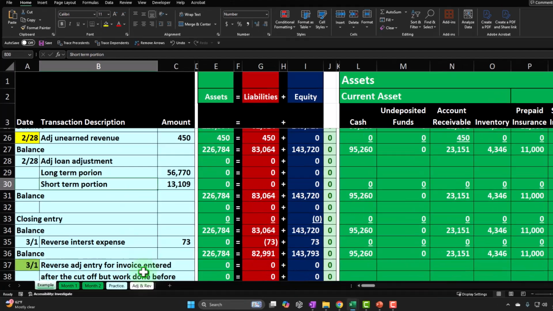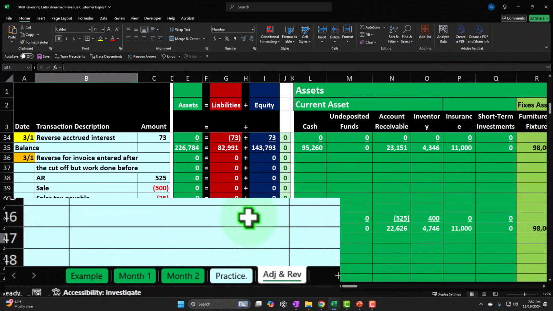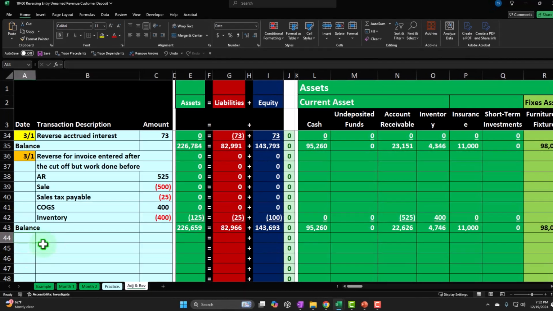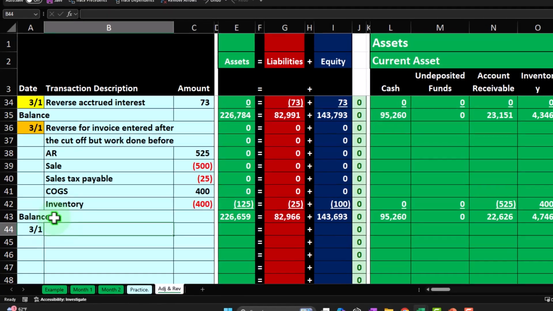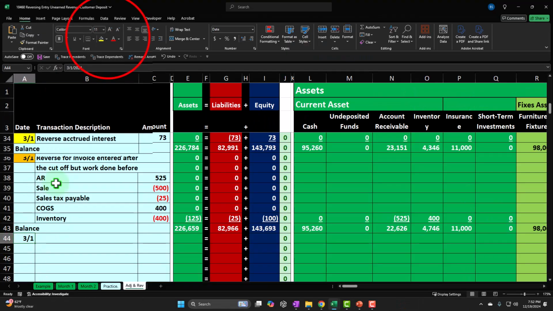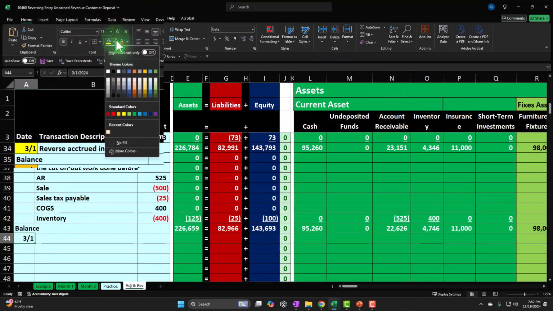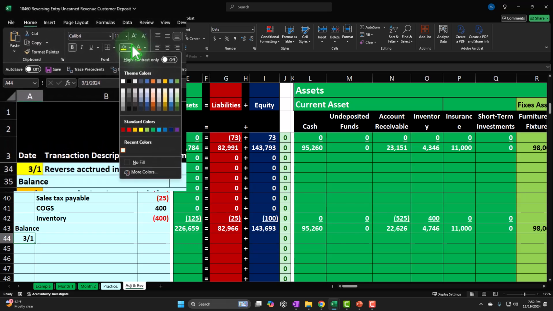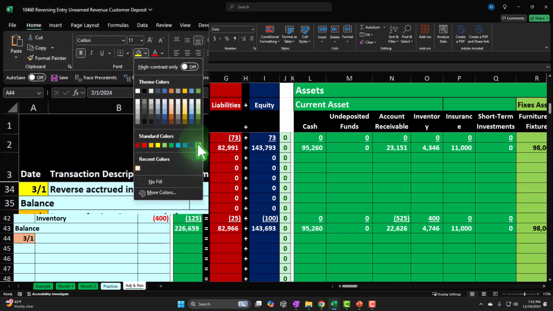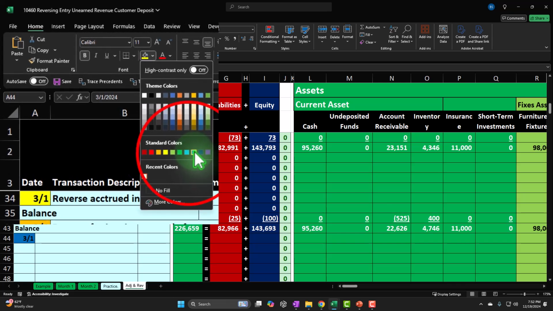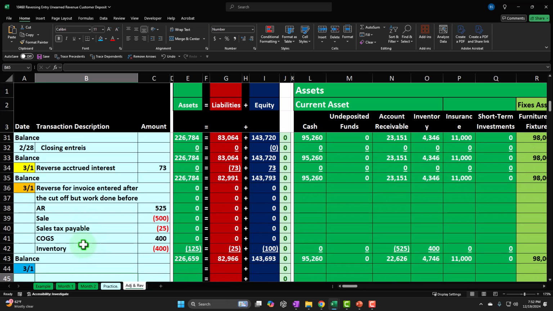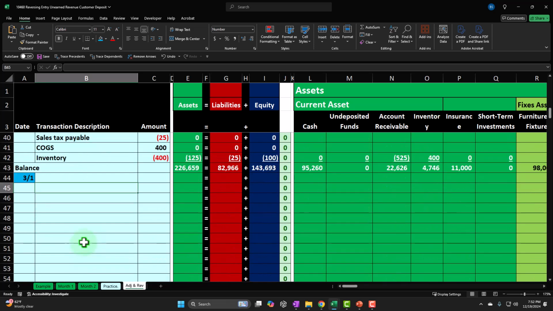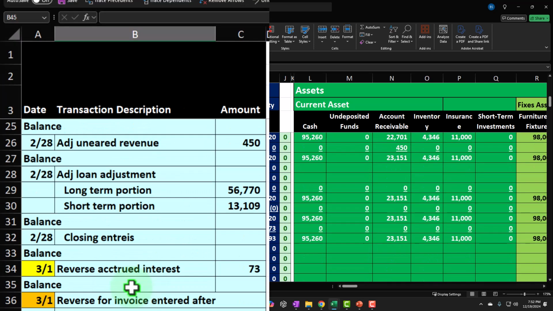Let's do it then. So I'm going to go back to the adjusting tab, and it's just going to be on 3/1. All of our reversing entries are the day after the adjusting entry. So our adjusting entries, unlike normal, which would normally be 12/31, December 31st, ours were entered on 2/28, and then the next day is 3/1, unless it's a long year, 2/28, 2/29, you get the idea. All right, so where's the adjusting entry?